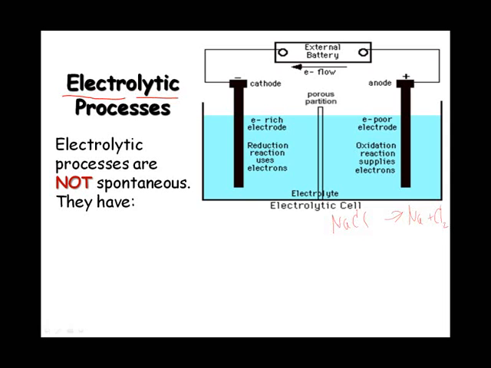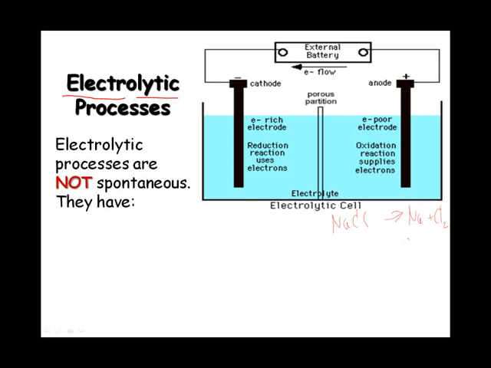So it's used to produce pure metals or pure elements from their ores, and it's also used for electroplating, for putting a thin film of a metal on a substance, either to protect it or for cosmetic purposes, to make it look more attractive, like it would be used in jewelry.